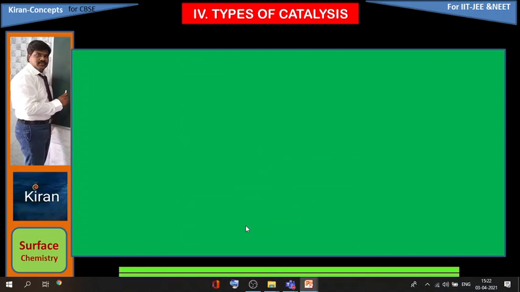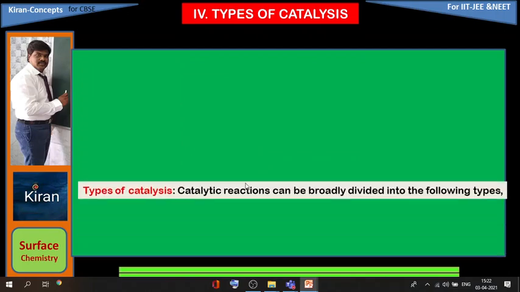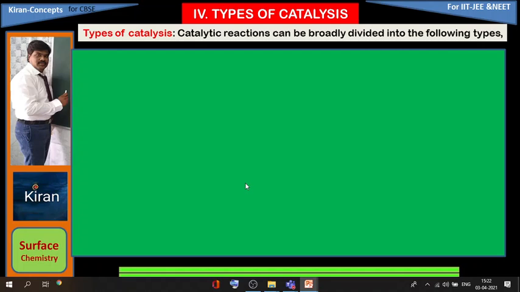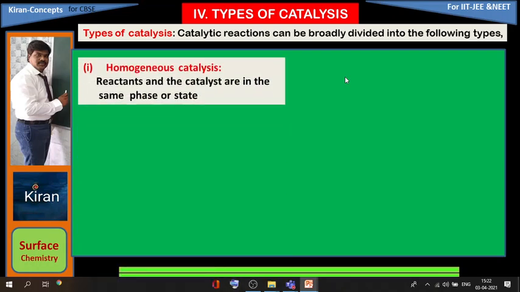Next topic is types of catalysis. Catalytic reactions can be broadly divided into two types. One is homogeneous catalysis and another one is heterogeneous catalysis. Homogeneous catalysis means the reactants, the products and the catalyst all are in the same phase. See here, reactants and the catalyst are in the same phase.